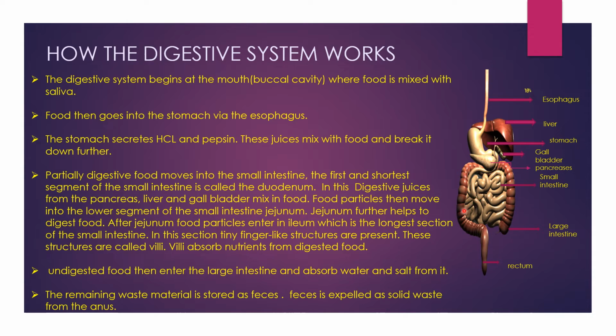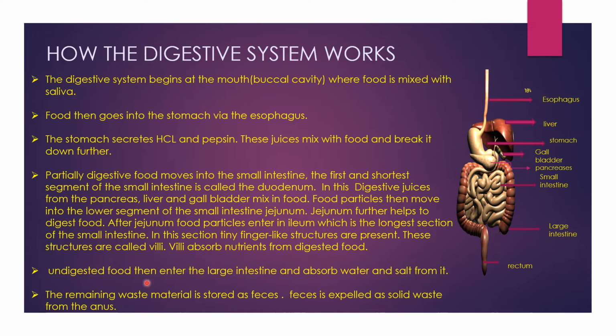This section is very important because some villi structures are present. Villi means finger-like structures. And what is the work of these structures? Villi absorb nutrients from the digested food. They will absorb all the necessary nutrients for the body from the digested food. So you have to remember this section very well, that three parts are there.